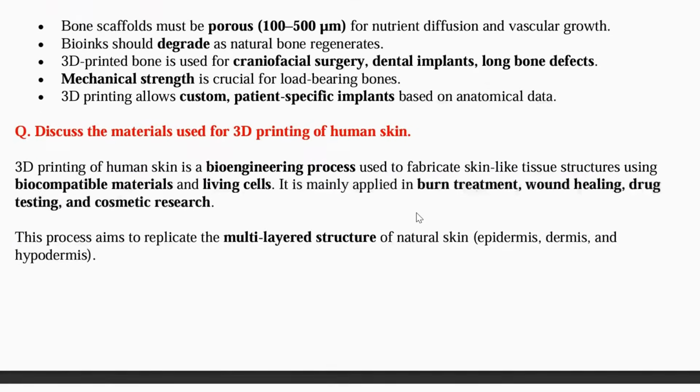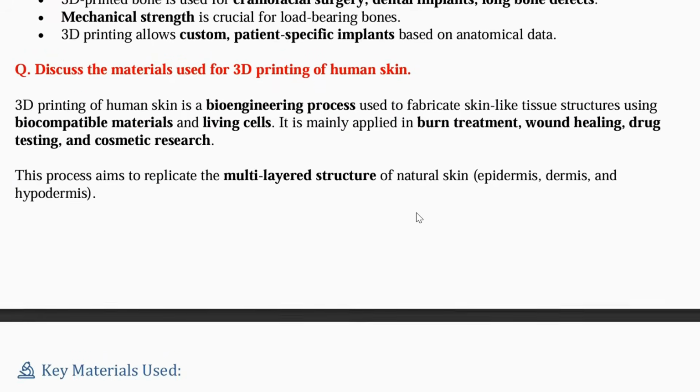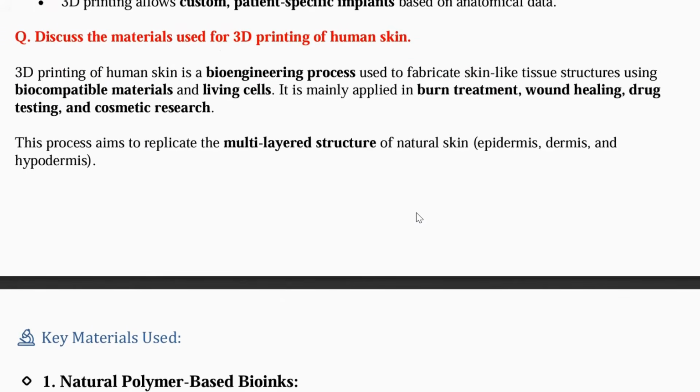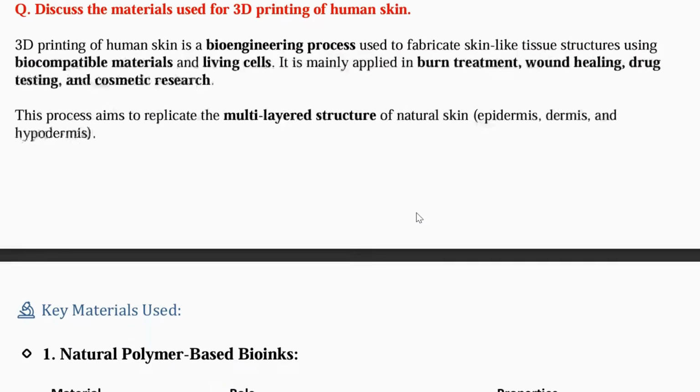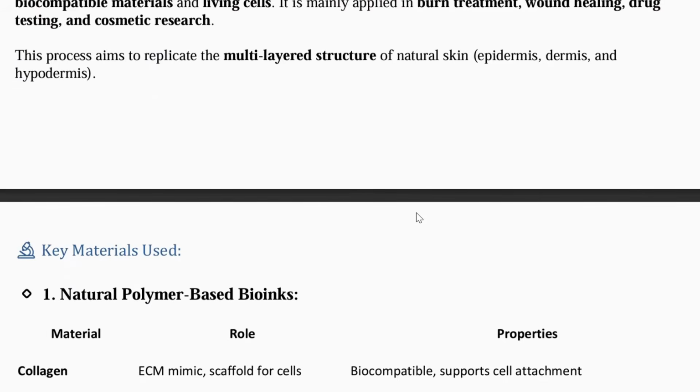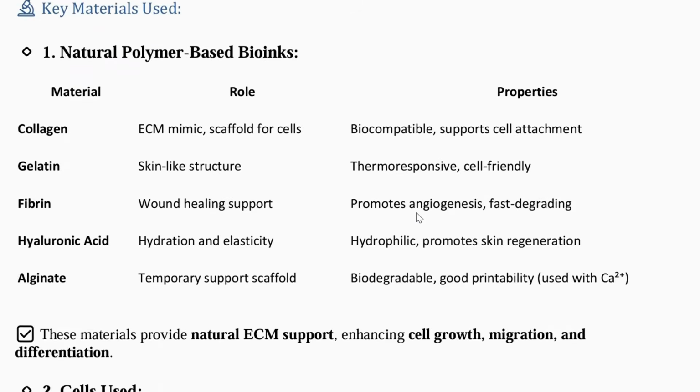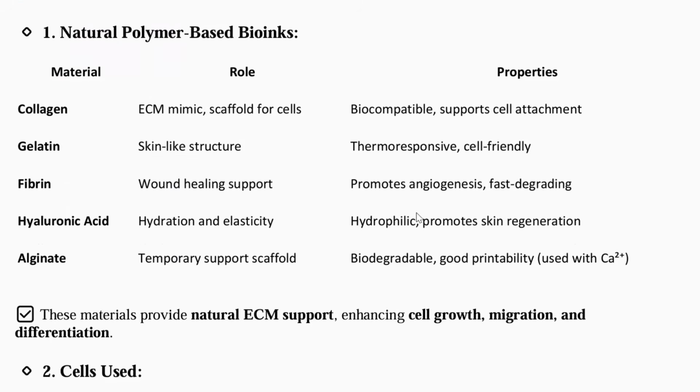Discuss the 3D printing of human skin. So basically, it is a biological process where we fabricate skin-like structure using the biocompatible materials and living cells. So it is applied in the burn treatment, wound healing, drug testing, and cosmetic research. It's a multi-layer of natural skin. Materials we use is collagen, gelatin, fibrin, hyaluronic acid, and alginate.